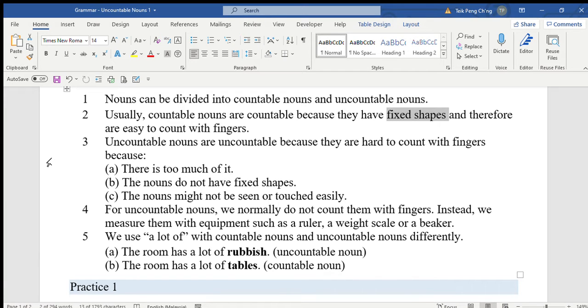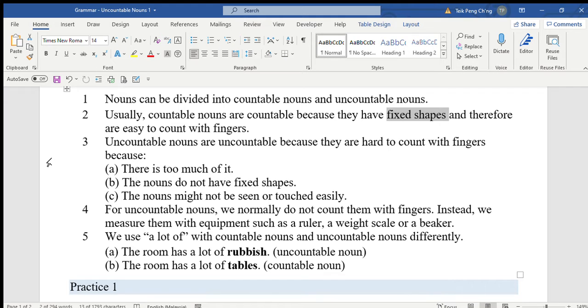Okay, point B. The nouns do not have fixed shapes. Okay, so kalau kata nama itu tak ada bentuk yang tetap, okay? For example, water, liquid, okay, or jelly. So they are considered uncountable nouns. Mereka jugalah dianggap sebagai kata nama yang tak boleh dikira, uncountable nouns, sebab mereka tak ada bentuk yang tetap.